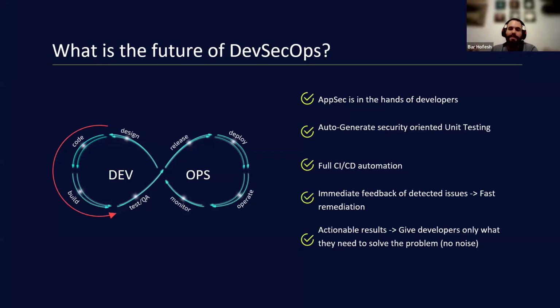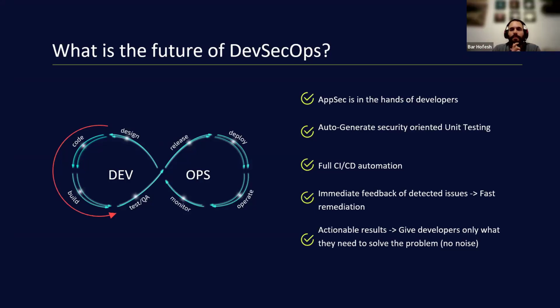Immediate feedback of detected issues, so bringing us fast remediation. So think about just running your line of code, or just, I don't know, save, or just git commit or git push, and bam, you have already information about, listen, you just uploaded an issue, or there's a problem with your code. Get those feedbacks as fast as possible, and actionable results, right?